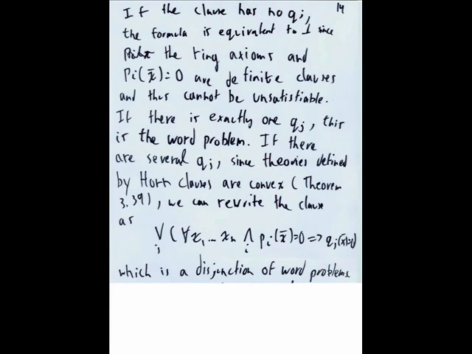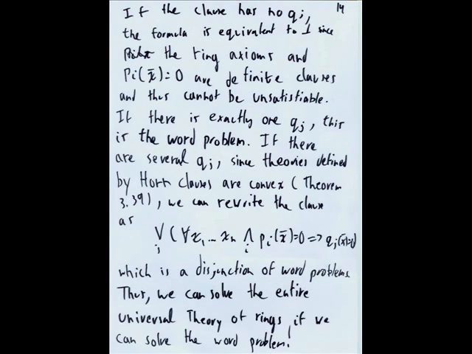If there is exactly one qj, this is just a word problem. If there are several qj, we exploit the fact that a theory defined by Horn clauses is convex, and the proof of this is in Harrison theorem 3.39. And we can write the clause as a disjunction of word problems, which is great. So in all of these cases, it just dwindles down to the word problem. Thus we can solve the entire universal theory of rings if we can just solve the word problem. And this is just awesome right here.